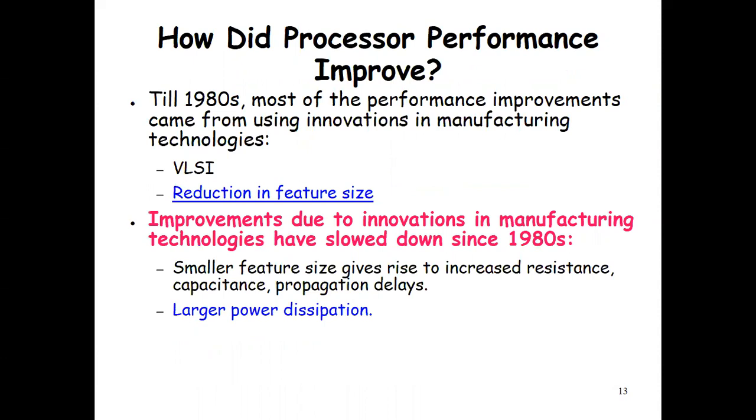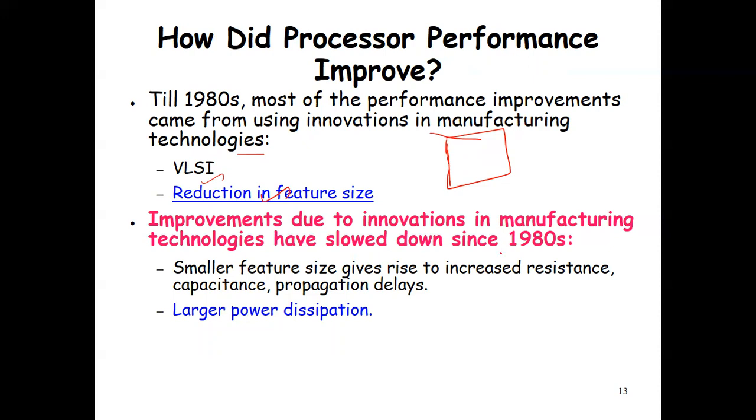Till the 1980s, most of the performance improvement was coming from innovations in manufacturing technologies. So basically the credit should go to VLSI. By that we are able to reduce the feature size, in the sense the size of the chip. Till the 1980s this is the case. VLSI was advancing at a greater speed, and as a result we were able to pack more and more transistors in a single chip, and the chip size was also getting reduced at a greater rate.